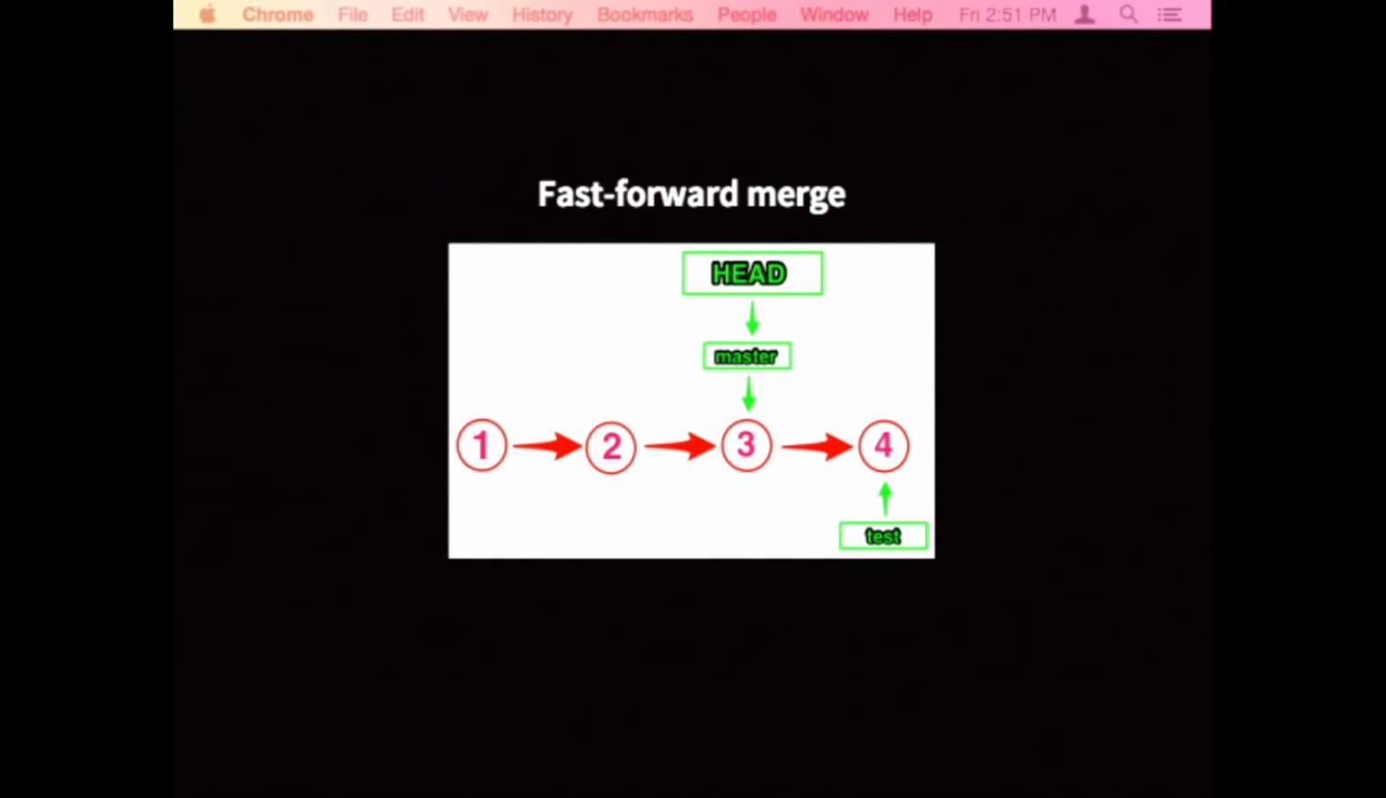A fast-forward merge looks kind of like this. So let's review. After git checkout master, the head is pointing back to master, and we have a test branch that is ahead of us at commit number 4. Now what we do with git merge test is that since there are no new commits on the master branch, we can simply fast forward and advance master to be the same as test.